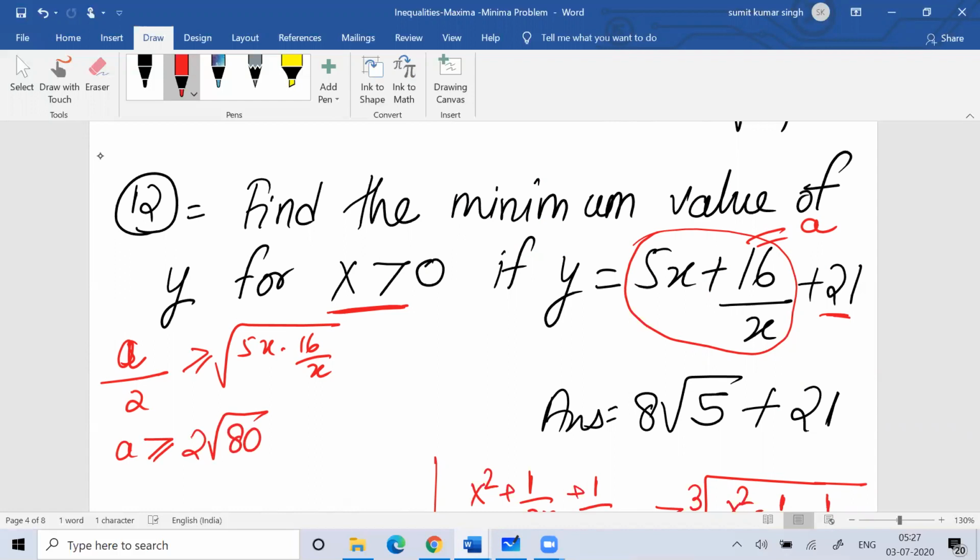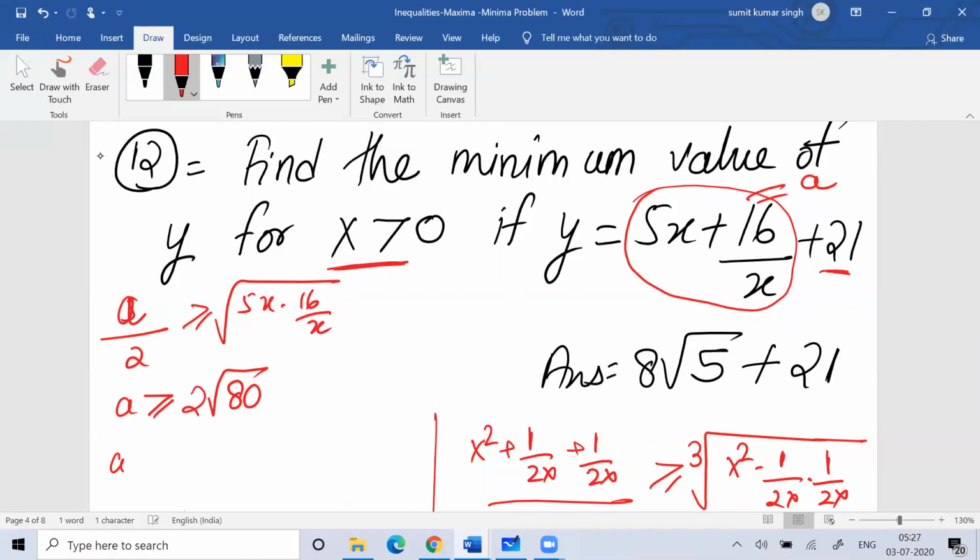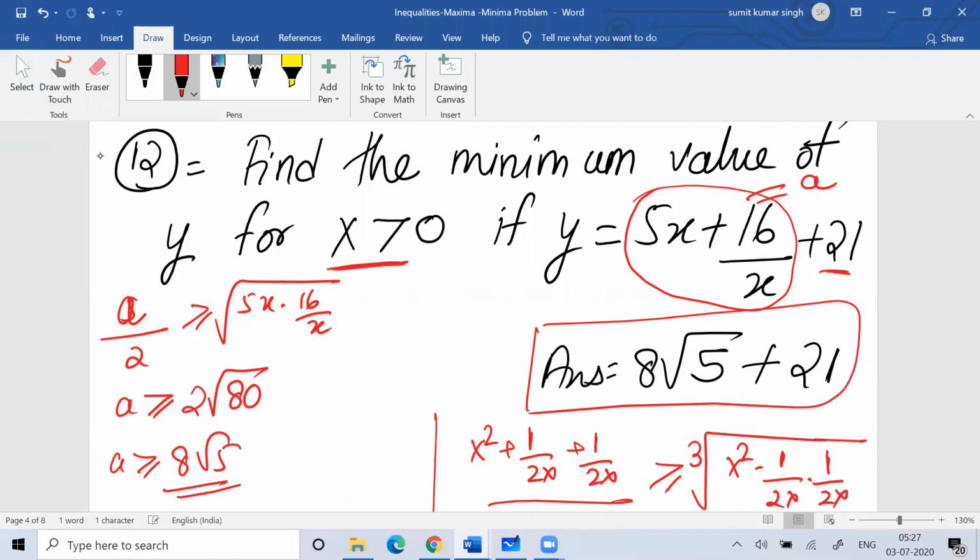So 80 means what? 16 fives are 80. So a is greater than or equal to 2 into the square root of 16, which is 4, so this is 8 root 5. This is this value. That's why you got this answer. If you want the minimum value of all together, anyway this is constant, so ultimately you need to work on this one. So the minimum value of this is 8 root 5.